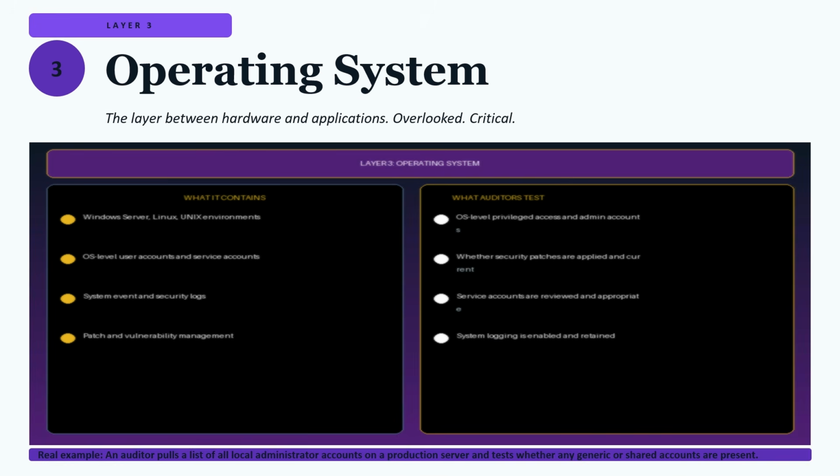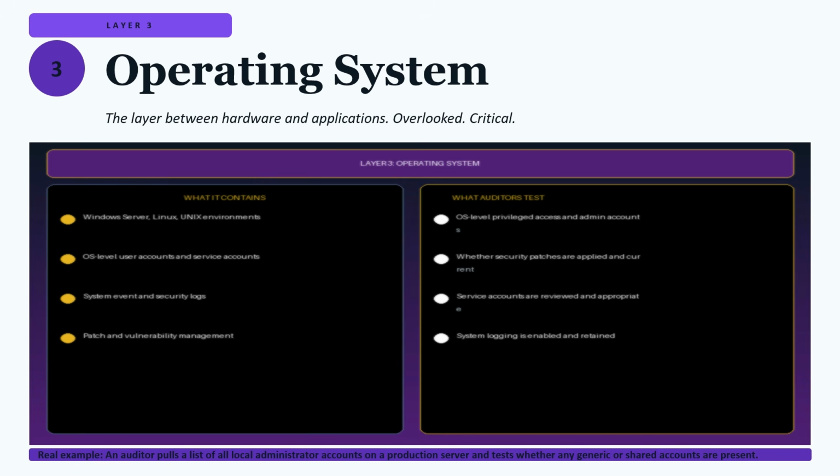Now let's go to the third one, operating system. Most times we overlook this because, again, it's something that can be overlooked, right? It actually sits between hardware and applications, and most times the controls at this layer are also very important. So when I say operating system, I mean Windows server environments, Linux, Unix, whatever operating system is running on the organization's production servers, or whatever operating system hosts applications and the databases, which are usually our main focus.